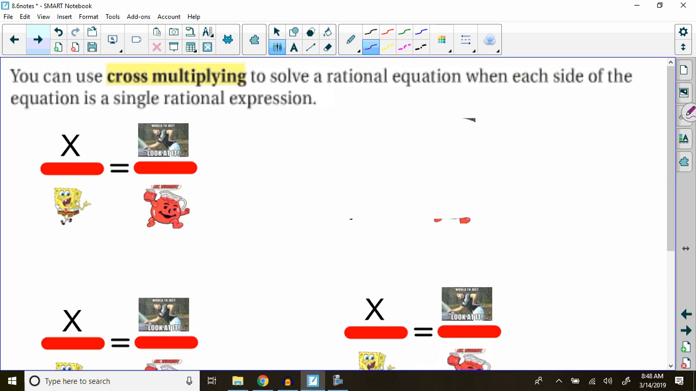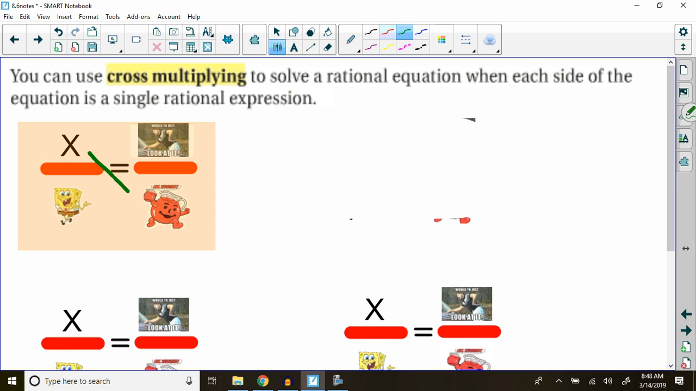You can use cross-multiplying to solve a rational equation when each side of the equation is a single rational expression. So what I've got here before you is this proportion. Would everybody agree that we have a fraction on the left and a fraction on the right? Looks like a proportion. So in our proportion, we have x divided by SpongeBob SquarePants equals Ed Bassmaster, otherwise the Just Look At It guy, divided by Kool-Aid Man.